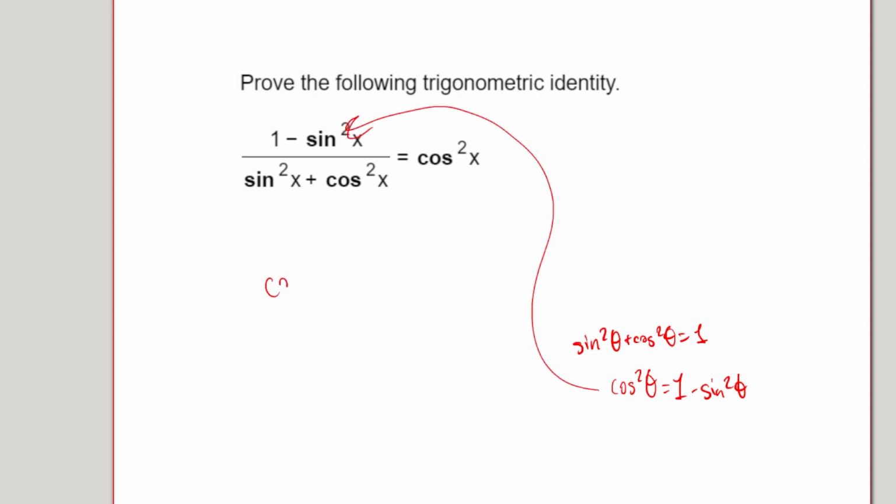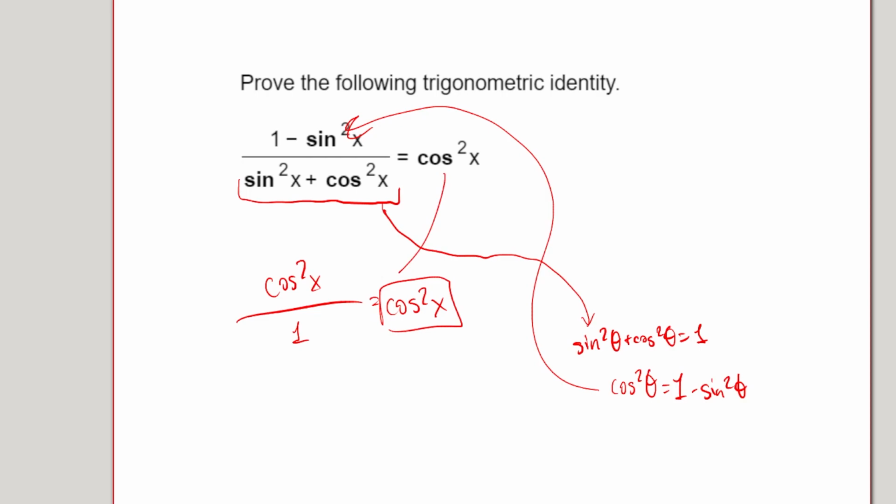and we will get cosine squared x over this denominator. But this denominator is just 1 right here from this identity. So it's cosine squared x over 1, but that's just equal to cosine squared of x. And there we go. This one is pretty simple. You just have to simplify the numerator and the denominator using the same identity.